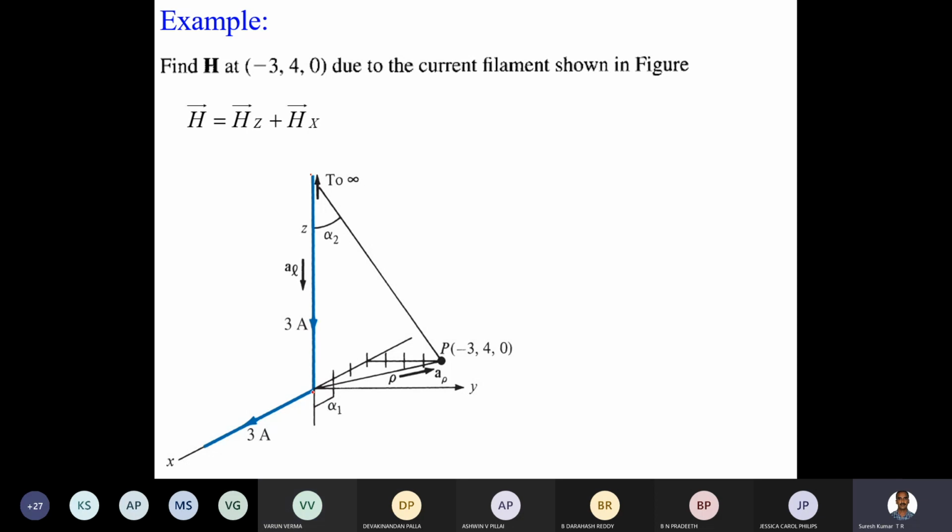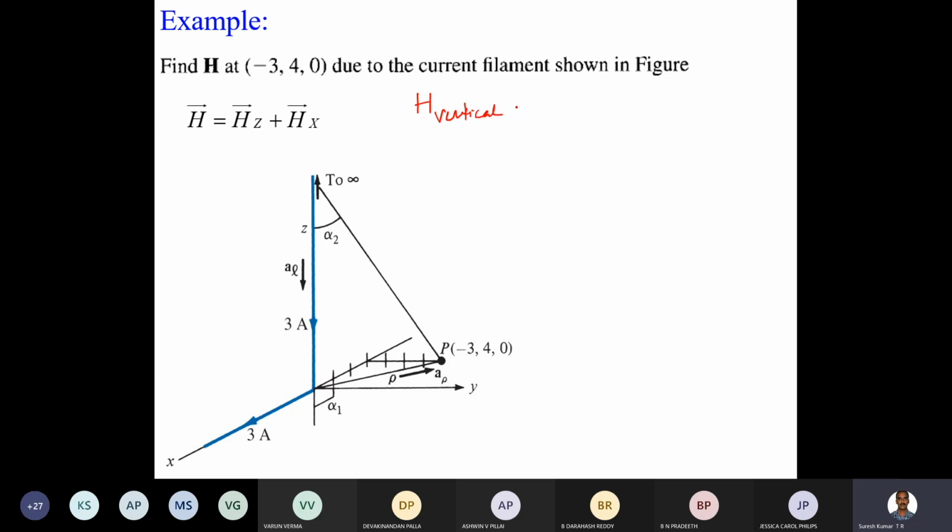Because of one edge, it should actually be called semi-infinite. You can see one edge is at a known end and the other edge is at infinity. In the same way, for the other horizontal segment, one edge is at the known end and the other is at infinity. Now let us first calculate the magnetic field due to the vertical element.